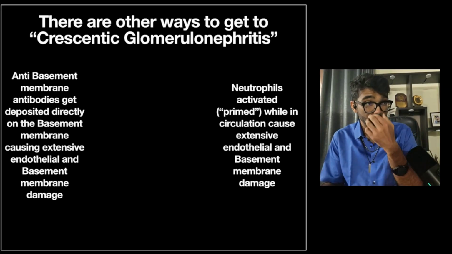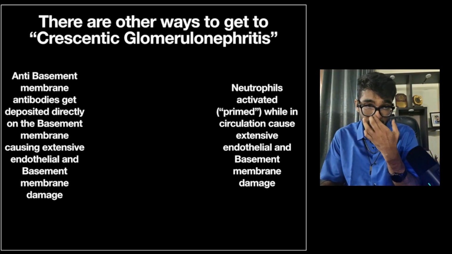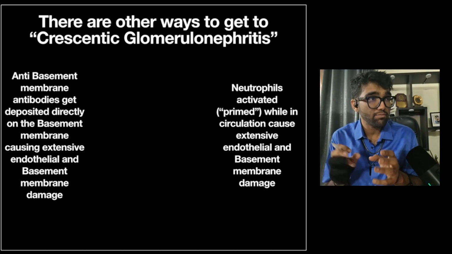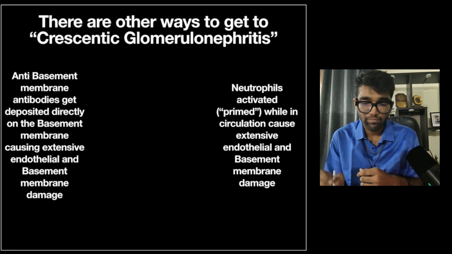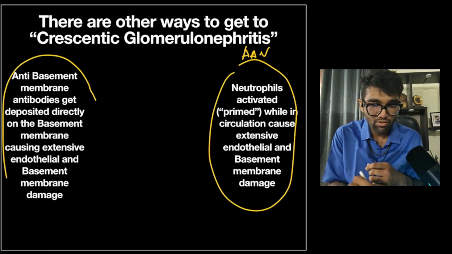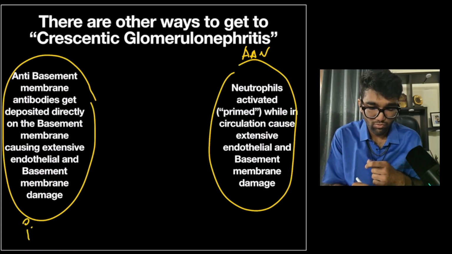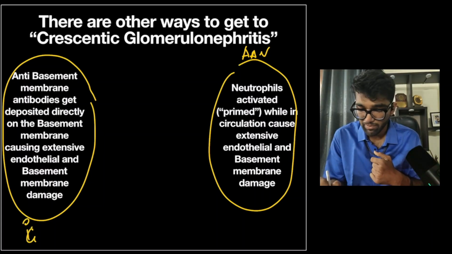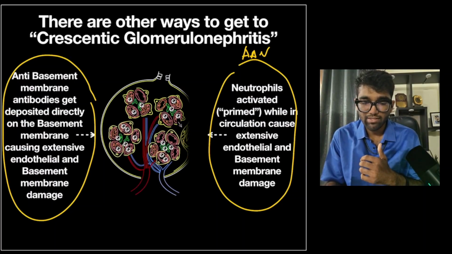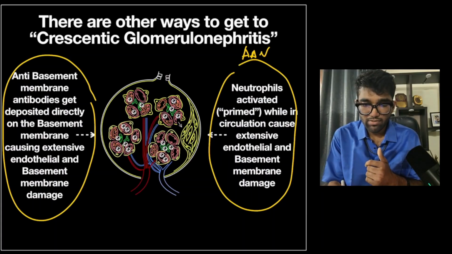Similarly, neutrophils that have been activated or primed while in circulation by anti-neutrophil antibodies can cause extensive endothelial damage and basement membrane damage together. So this is ANCA associated vasculitis, and this is your Goodpasture syndrome, or what is better called anti-GBM antibody syndrome. Both of these entities together can result in the same histological findings. That is what we just discussed: a subcapsular crescent with some degree of endocapillary proliferation.